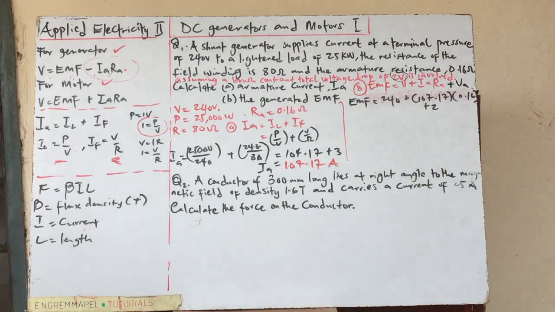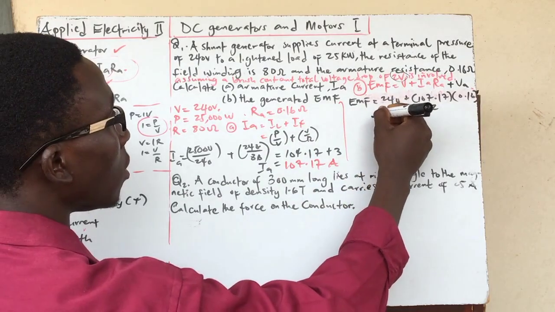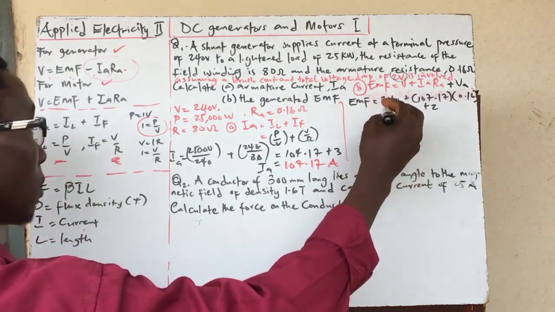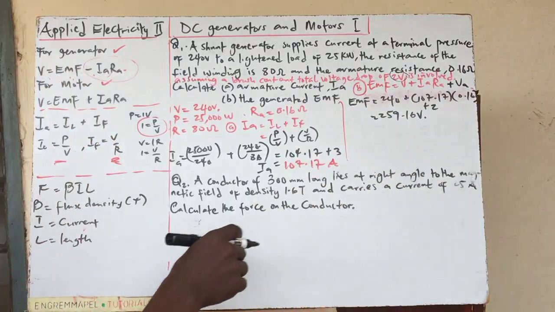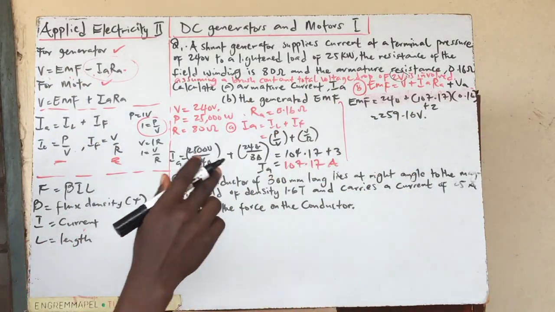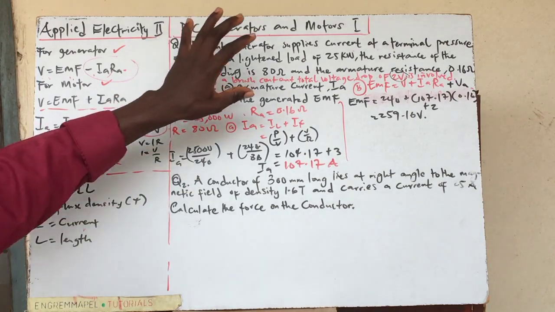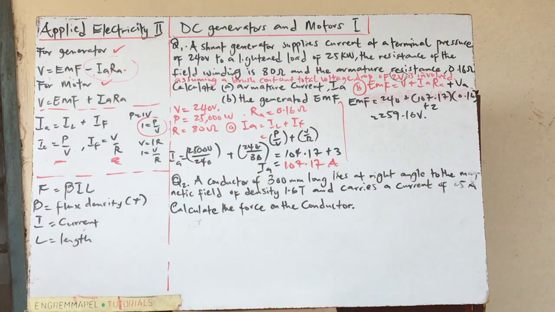Now let's check what we have there. Now answer, calculate that on our calculator. We are having 259.147 here. So then make us approximate 259.16 volts. So that is the generated EMF for this shunt generator. That's the generated EMF. So now that's all for that. Let's move to the second question.